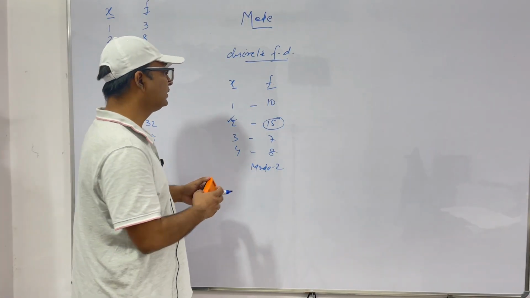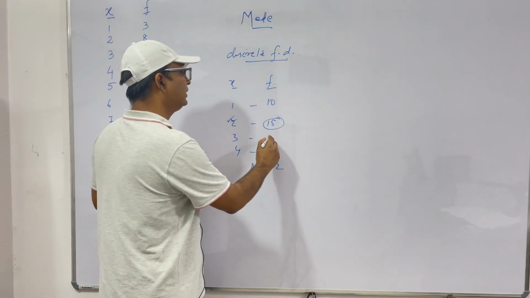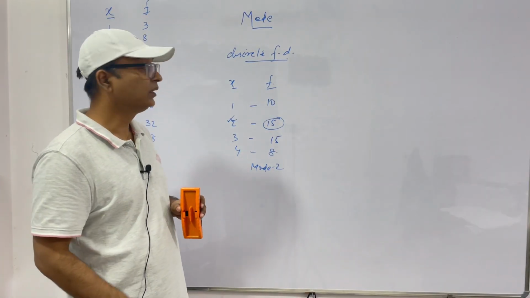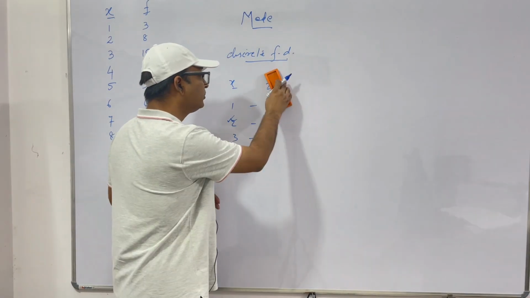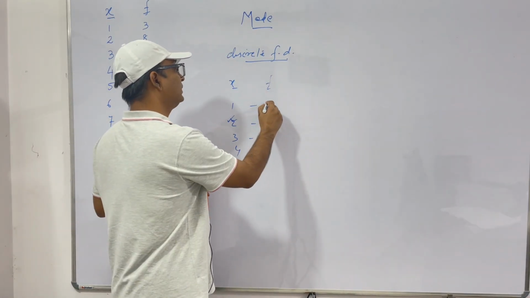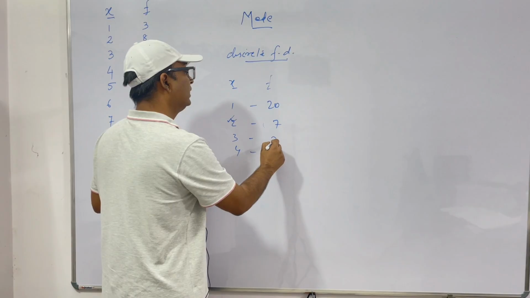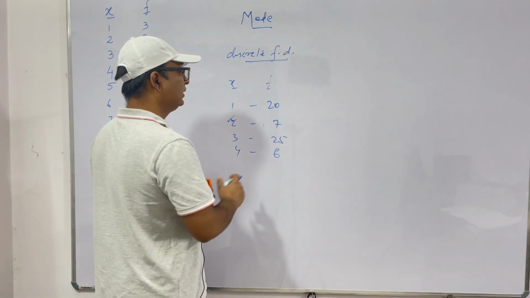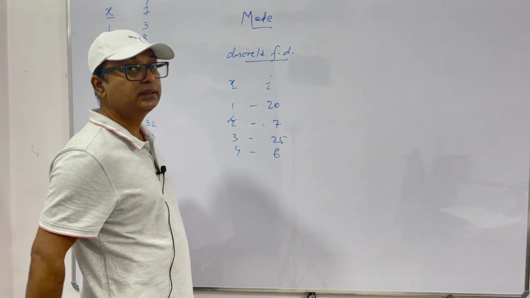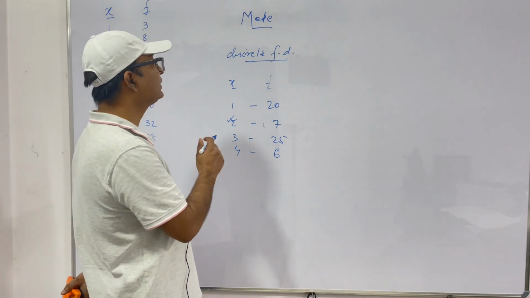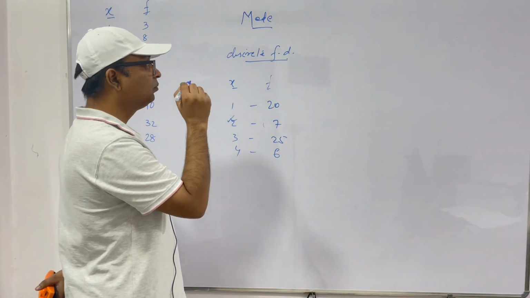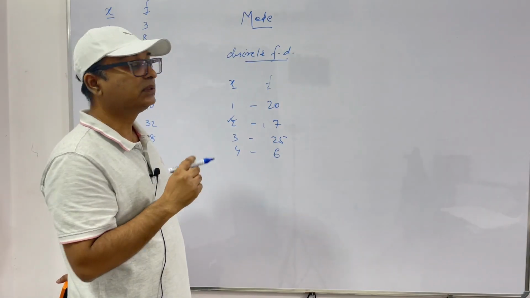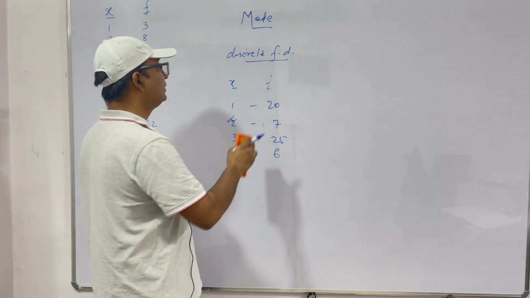But what if we had the highest frequency, 15, here and also at 2 places? Or what if the frequency distribution was not symmetrical? Let's say this was 20, this was 7, this was 25, this was 6. The curve is not symmetrical. Then in such cases, it's difficult to find mode just by inspection of the distribution.